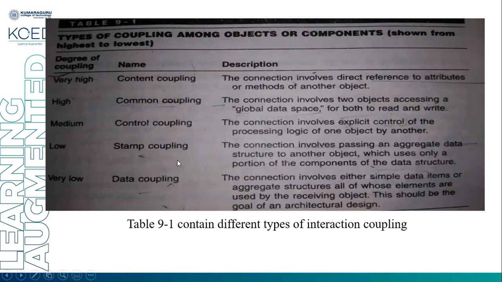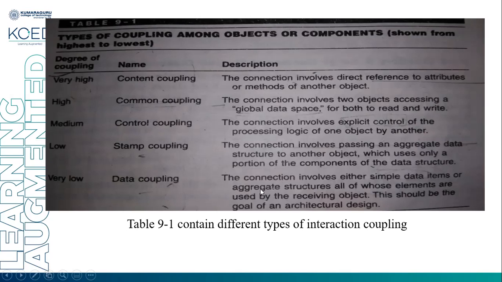Next is stamp coupling. The connection involves passing an aggregate data structure to another object, which uses only a portion of the components of the data structure. That means in stamp coupling, one object passes an aggregate data structure to another object, and the second object uses only a portion of its components. This is stamp coupling. Coupling is low.